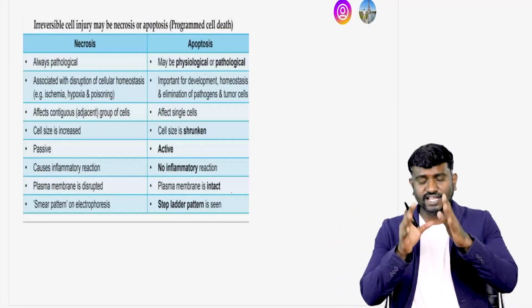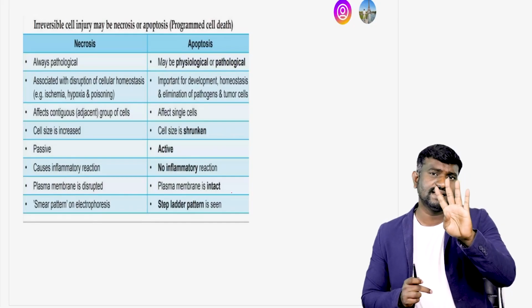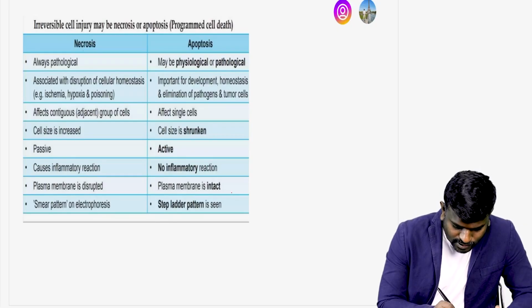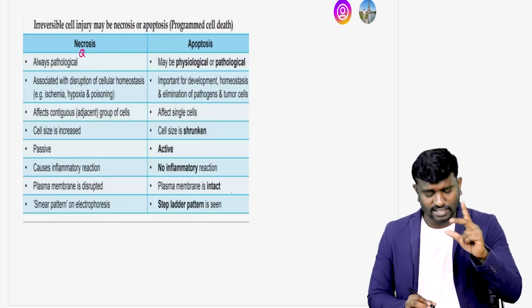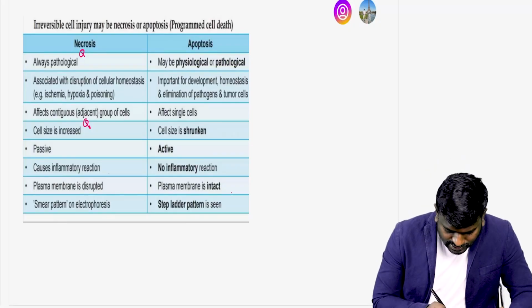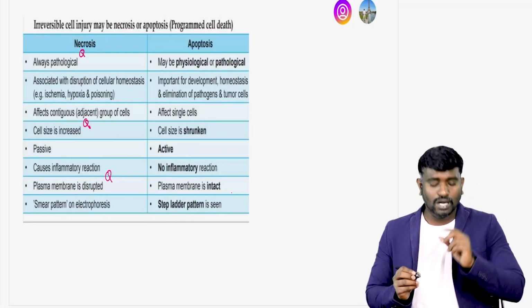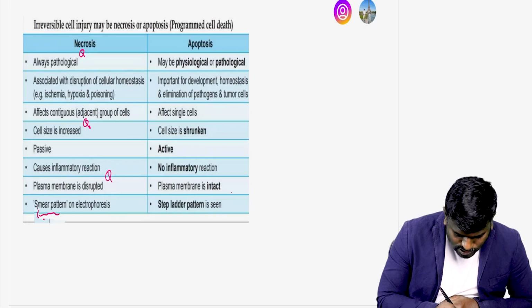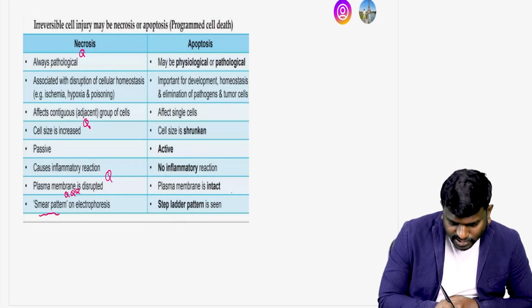Necrosis and apoptosis, very important, know the difference. Necrosis, at least let's remember 4 points. Number 1 is going to be what? It is going to be always pathological. Number 2, it is going to be increase in the size and the plasma membrane is going to be disrupted in necrosis along with a pattern called as what? Smear pattern. Please remember this, very important.